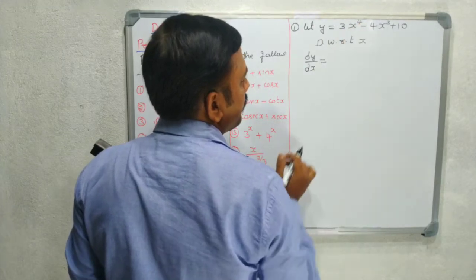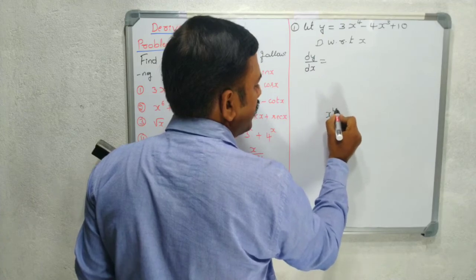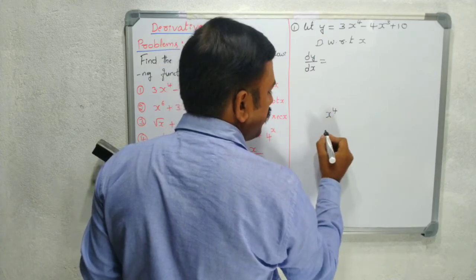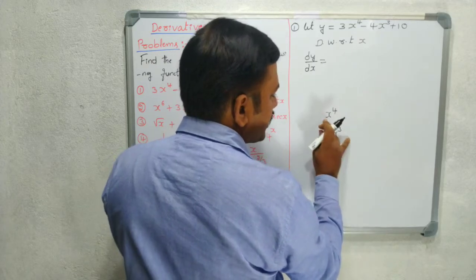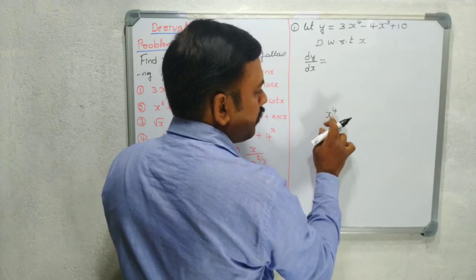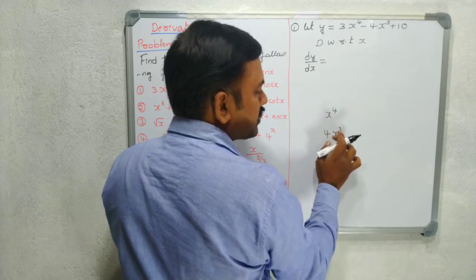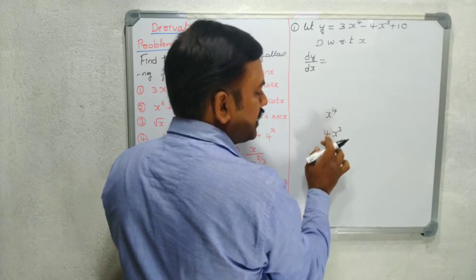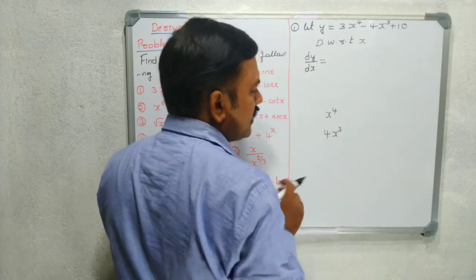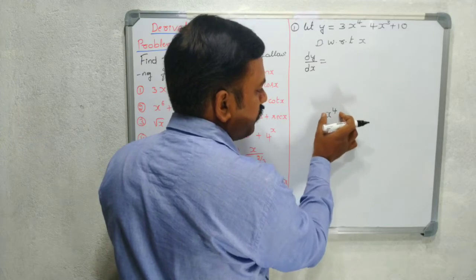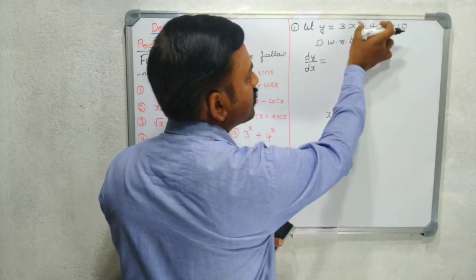So observe here, 3x to the power of 4, the differentiation of x to the power of 4 is 4 into x cube. It is in the form of x to the power of n, so that can be written as n into x to the power of n minus 1. That means 4 into x to the power of 4 minus 1. So hence x to the power of 4 differentiation is 4x cube. Here 3 into x to the power of 4 is there.